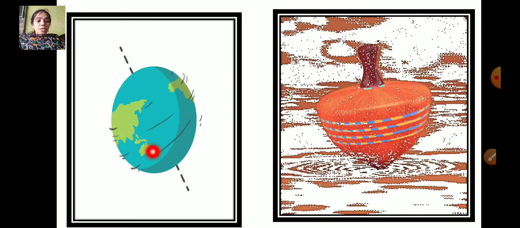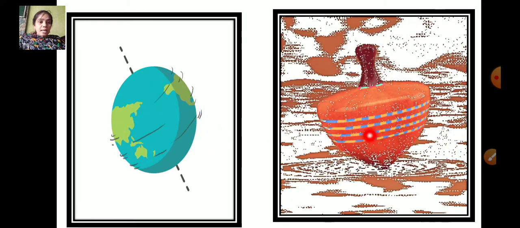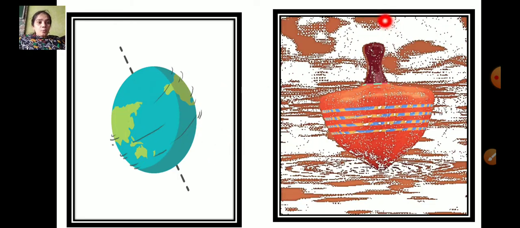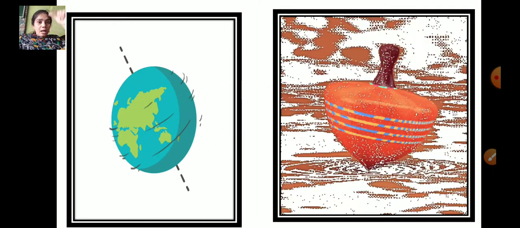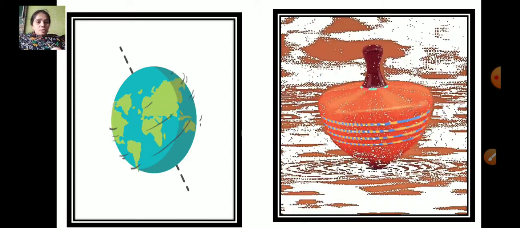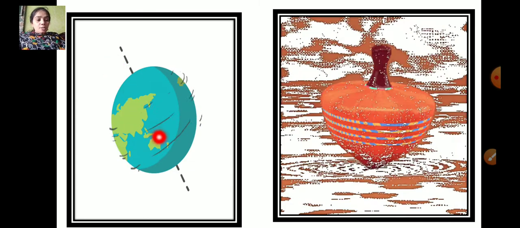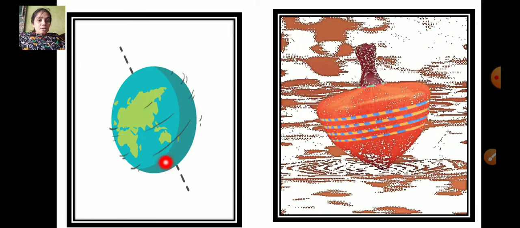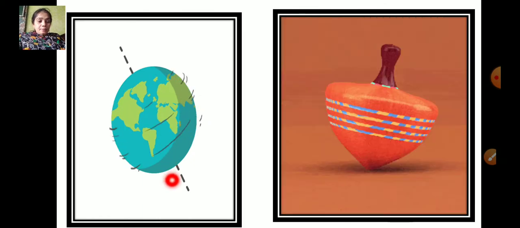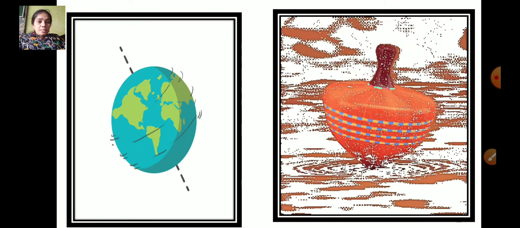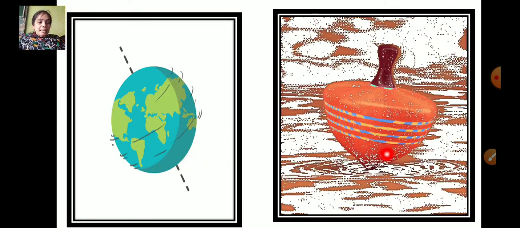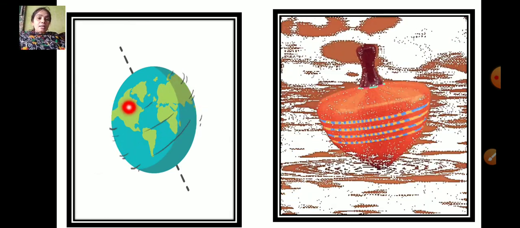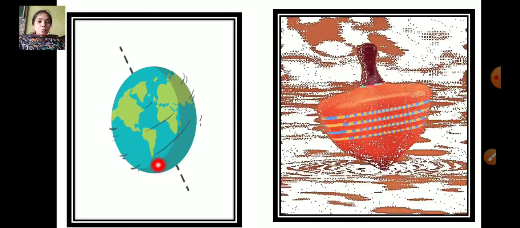So observe the rotation of the top. It appears to spin around a line. So when you observe the top, it is spinning around a line. So earth also has got a line. It appears to spin around a line which passes through its center. So the earth spins in a similar way around an imaginary line that passes through its center.